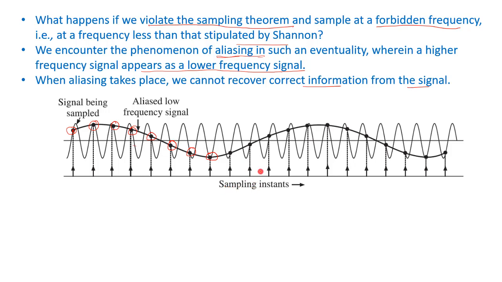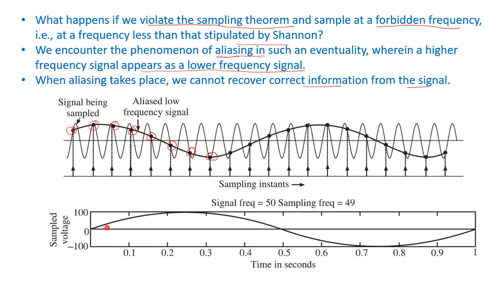These are the sampling instants given. Now we can see here the sampled voltage we got. Here we are sampling a signal of frequency 50 hertz with a sampling frequency of 49 hertz, so we are getting a signal with a frequency of 1 hertz only. It is very low. So if we sample at a very low frequency compared to twice the signal frequency, we don't get the actual information contained in the input signal.